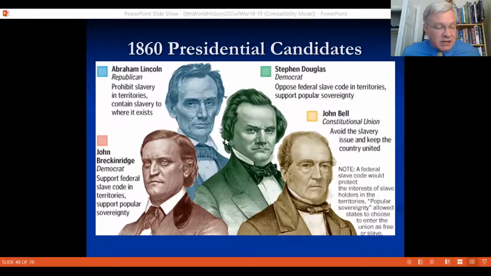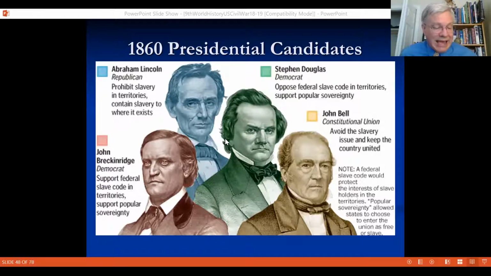Let me get to the next slide. We got the next number of votes. Douglas, right? 1.3 million, and they were spread out around the country, votes in the North and the South. But he only carried one state and part of another, and so he only got 12 electoral votes. He didn't even come close. He's the one who came in fourth.